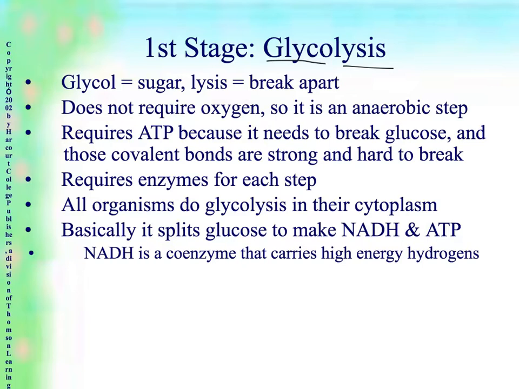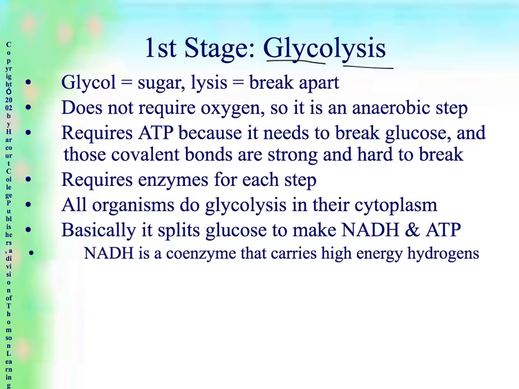It does, however, require ATP. Because we are breaking glucose, which is a sugar, those covalent bonds are extremely strong. We need ATP to break those bonds. It also requires enzymes for each step. All organisms can do glycolysis in their cytoplasm. Basically, what it's doing is taking glucose and making NADH, which is a coenzyme, and ATP.